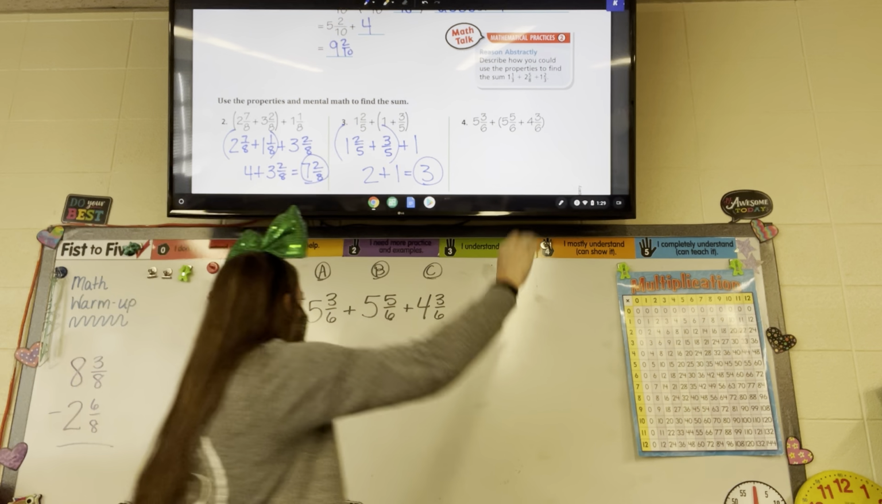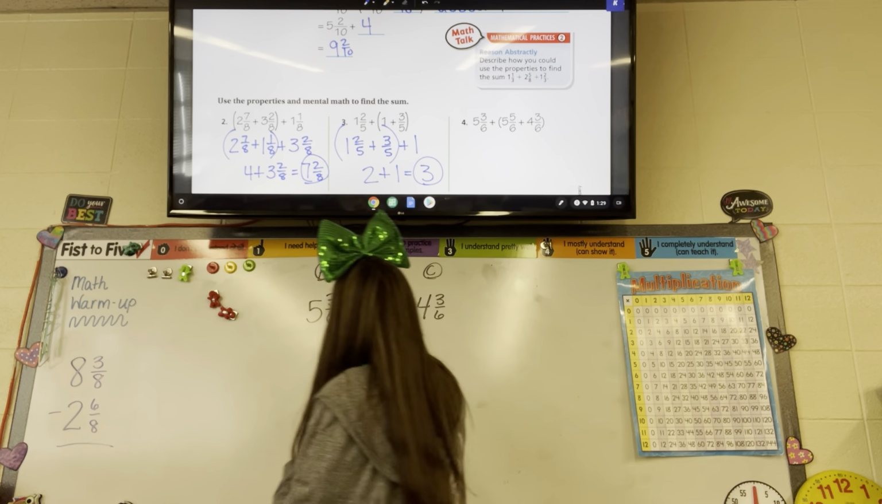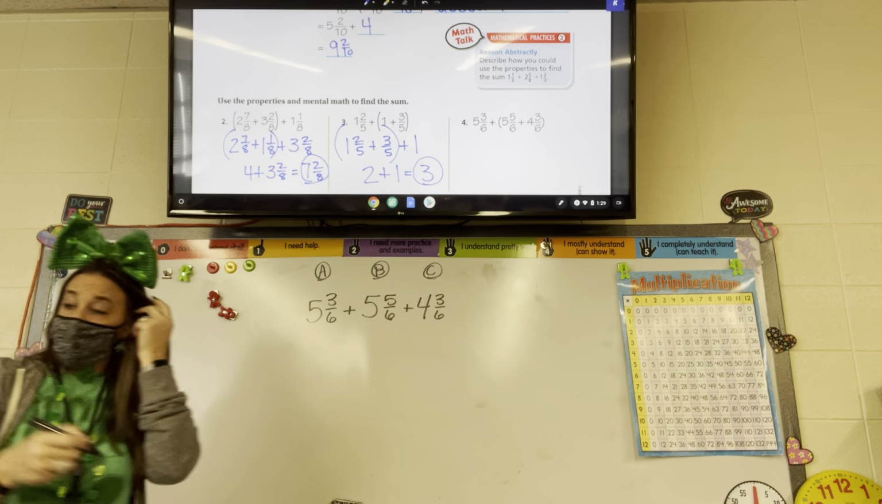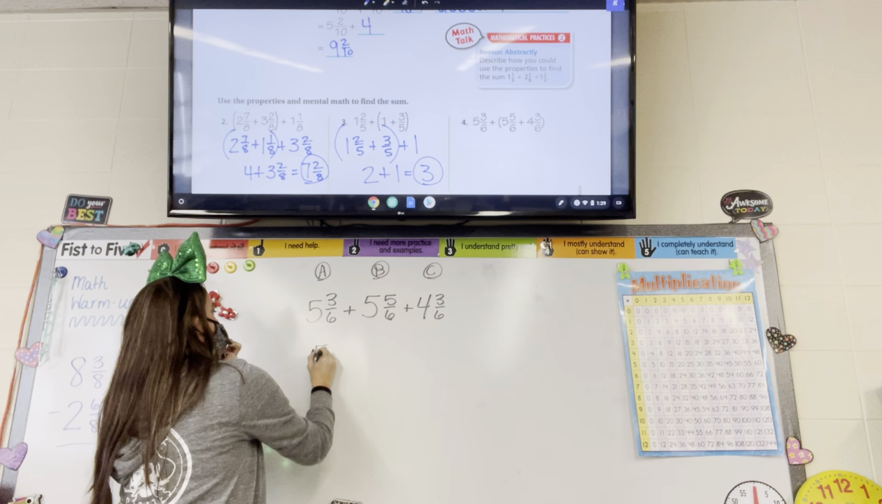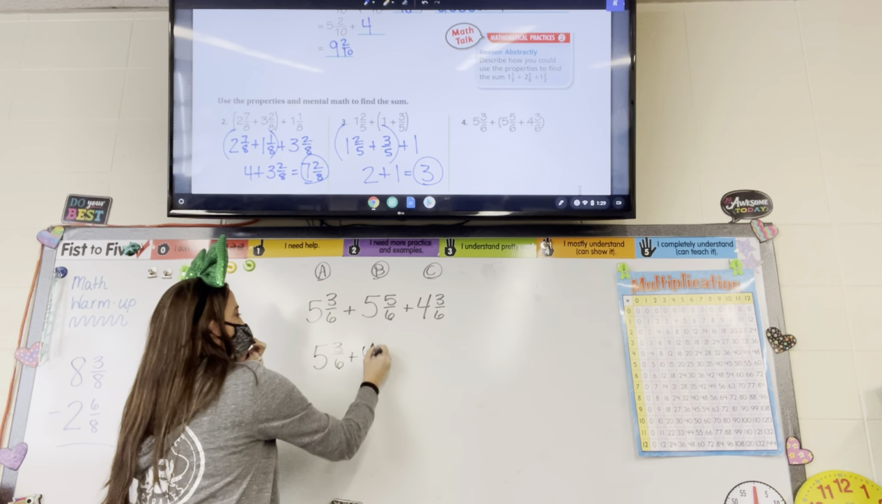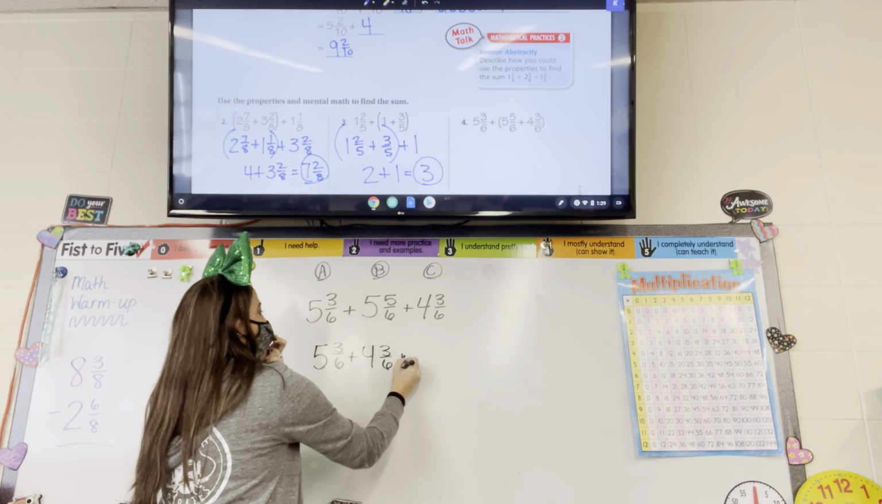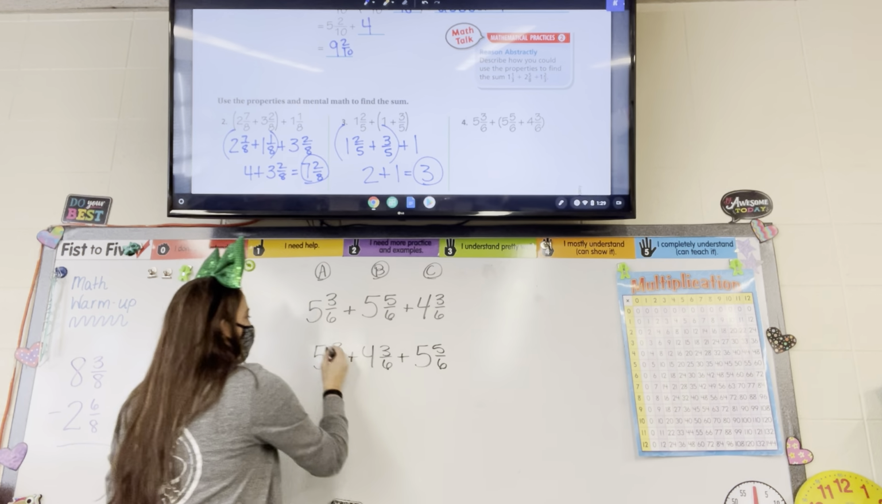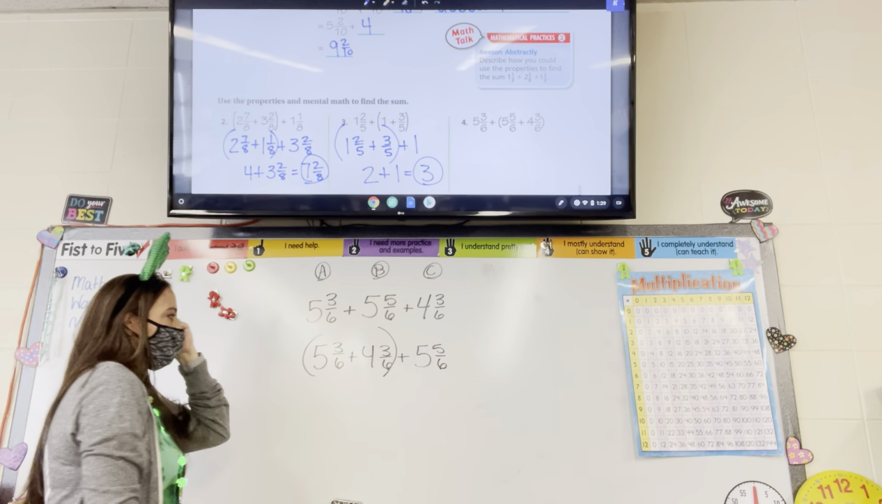Bingo. She got it. We want A and C together first. So we're going to rewrite it with A and C together. You can give yourself a point. 5 3/6 plus 4 3/6 plus 5 5/6. Okay, we're going to do these two first like Brinley said.